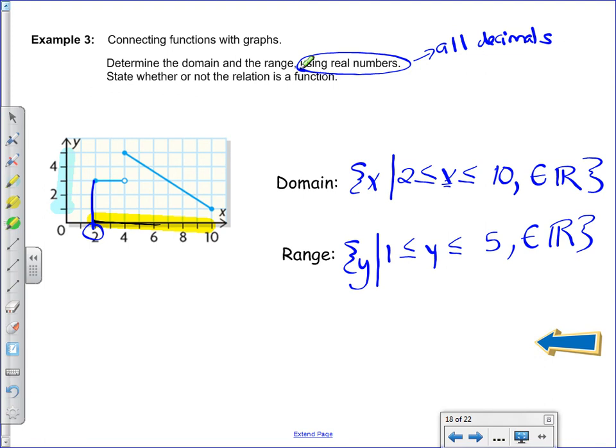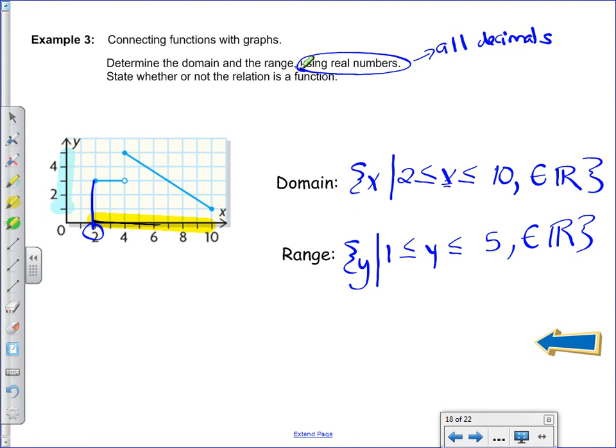It should typically go in order. Okay, so again here, this is saying my lowest value is, so if I read this, the set of y such that y has to be greater than or equal to 1, because that's my lowest value. Y also has to be less than or equal to 5, because that's my highest value, and it includes all numbers in between, so it's an element of real numbers.